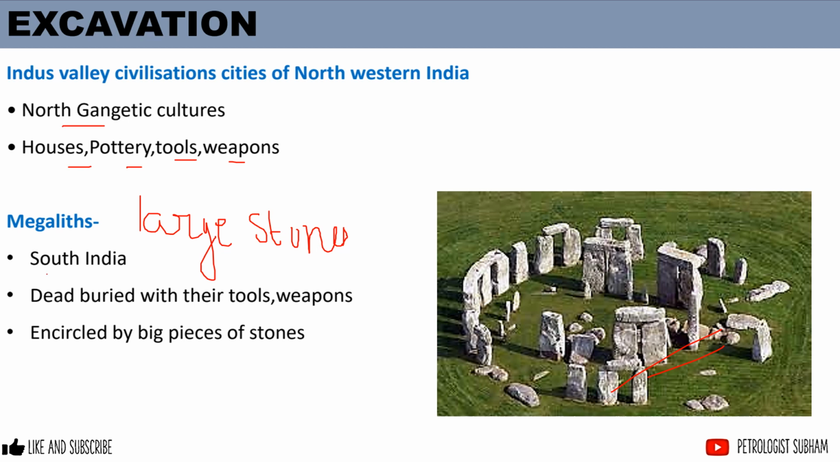We have found megaliths in southern India, like in the form of caves, with the dead buried with their tools and weapons, encircled by big pieces of stones, right? Like in olden times, people used to bury their elderly like this, and they used to circle them with some precious metals or tools that belong to them or to their family.